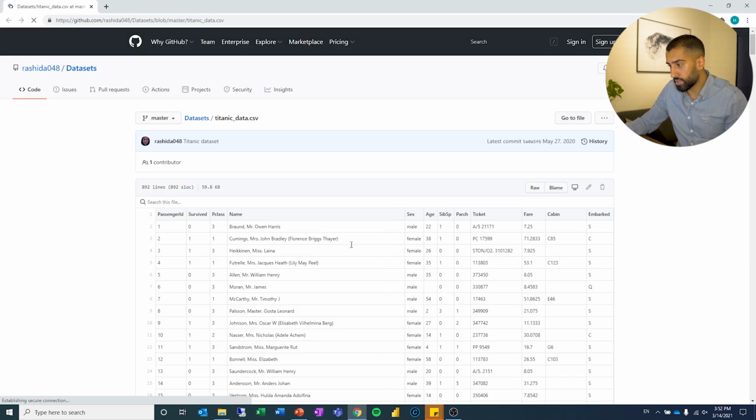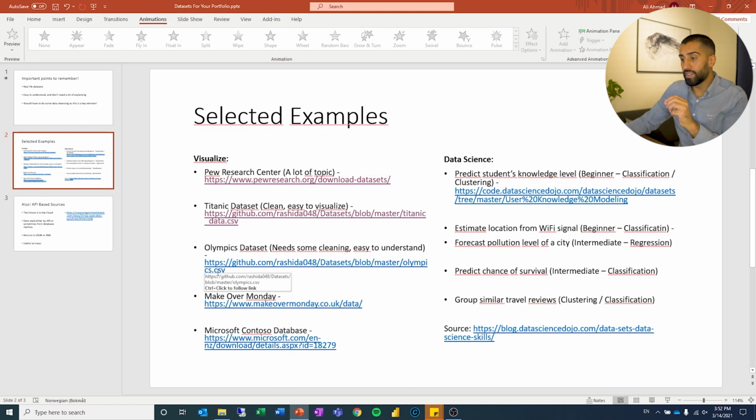I believe there's a description there: what was their fare cost, which cabin were they in, what were their ages. Easy things to understand, but you can still visualize it, and it becomes very easy to just focus on the skill set which you're trying to showcase. And then on the visualize, I have two that I really want to point out.